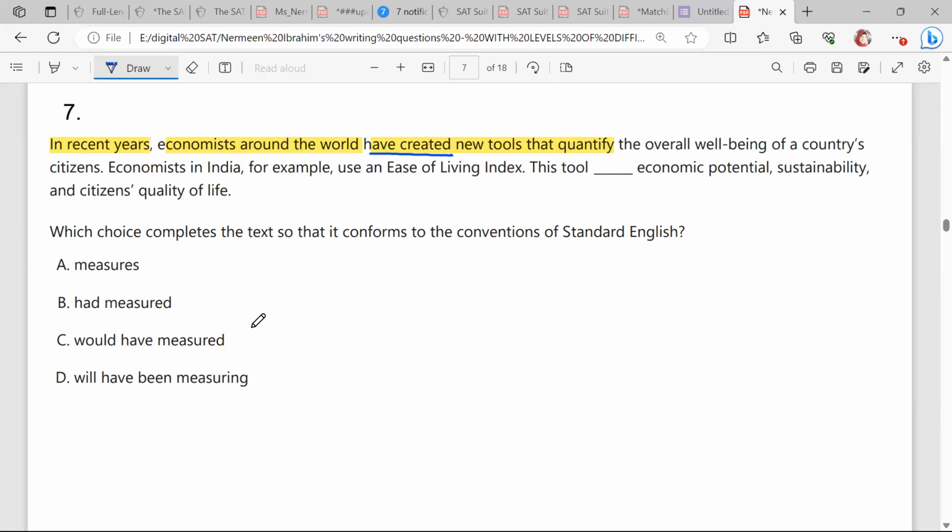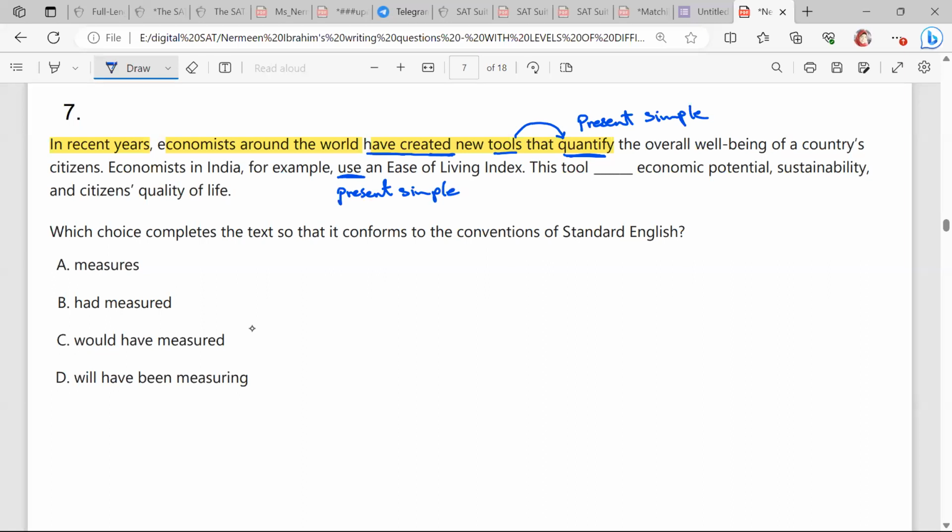Okay, complete talking. Now look here. You were confused because of this verb, have created. In recent years, economists around the world have created new tools that quantify. Look here, tools. When I talked about tools, I used this verb, quantify. That's the present. Present simple. The overall well-being of a country's citizens. Economists in India, for example, use present simple.